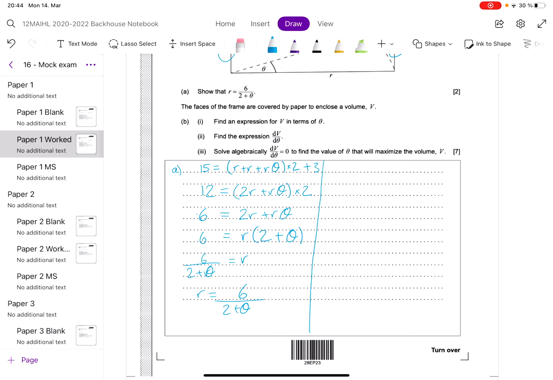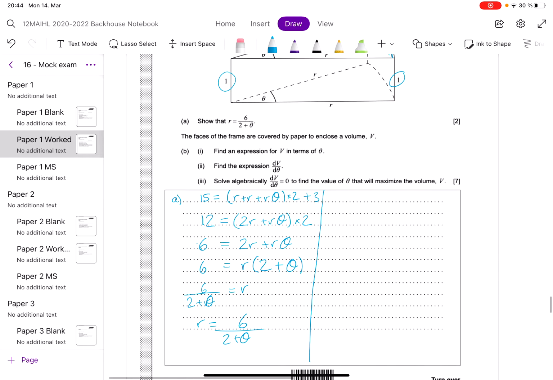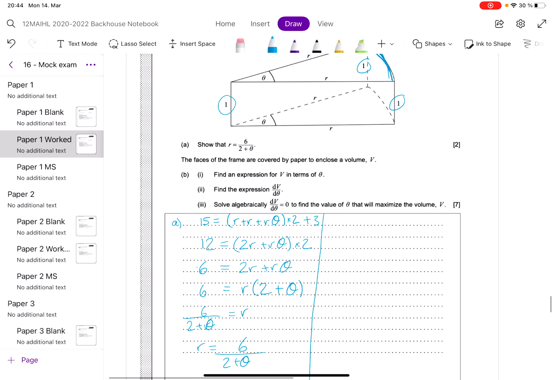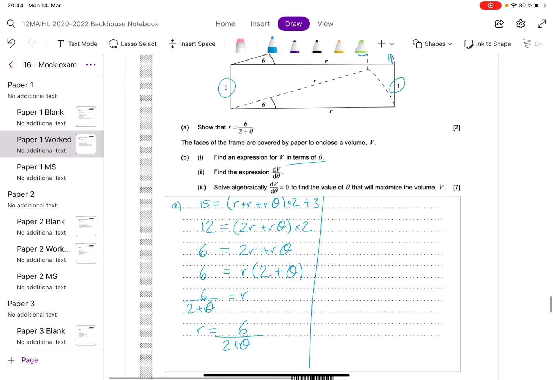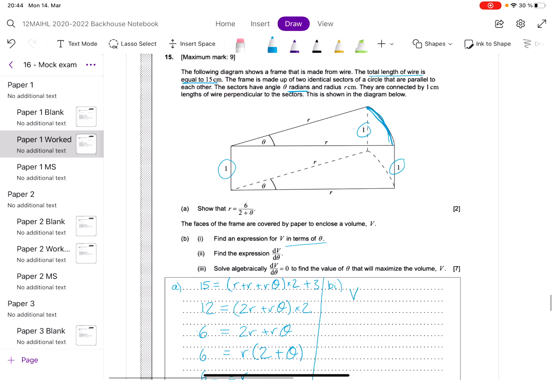The faces of the frame are covered by paper to enclose a volume V. So we're now turning this into a solid. Find an expression for V in terms of theta. That means theta is the only variable we're allowed. Let's start with finding an expression for V. This is a prism because it's got a constant cross-section of that kind of that sector on the top.